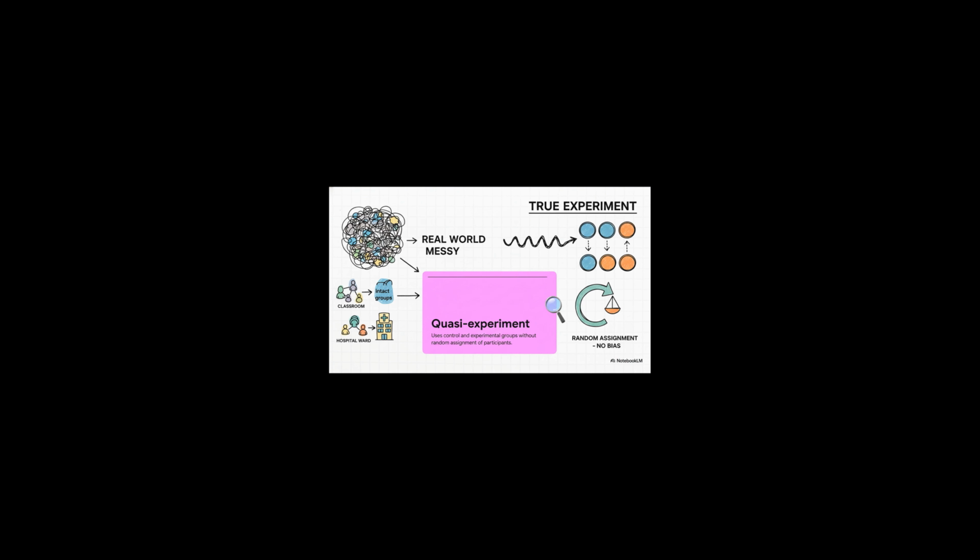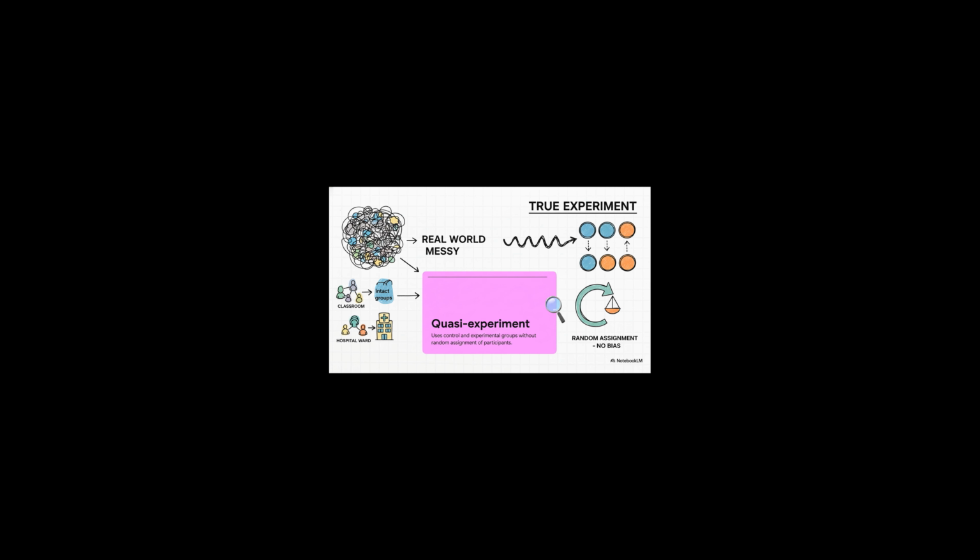All right, Section 3, experiments, controlling the chaos. So, if surveys observe what's already there, experiments isolate variables to find direct cause and effect. But there is a huge difference between a true experiment and a quasi-experiment. In a true experiment, individuals are randomly assigned to groups to eliminate bias.